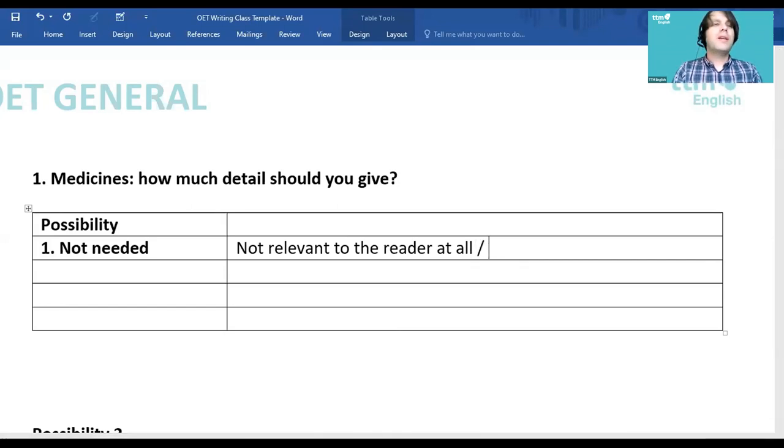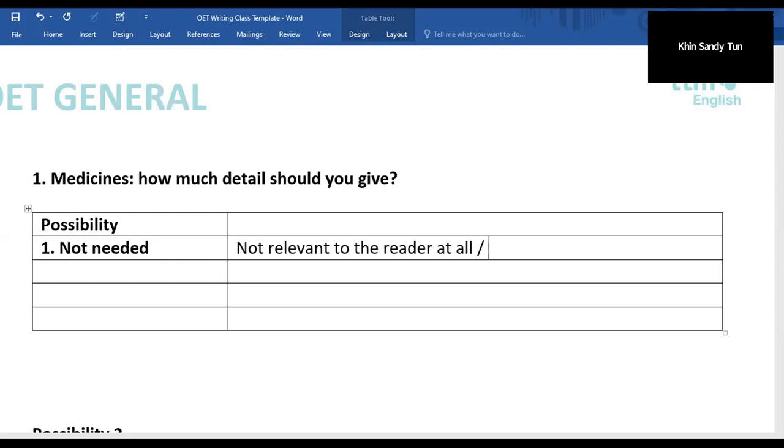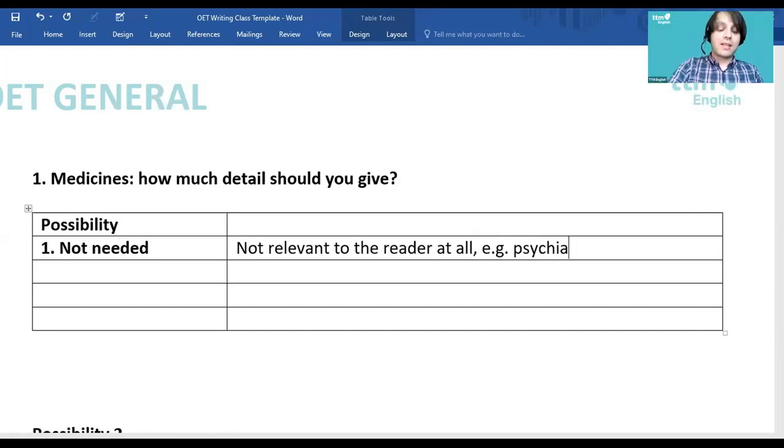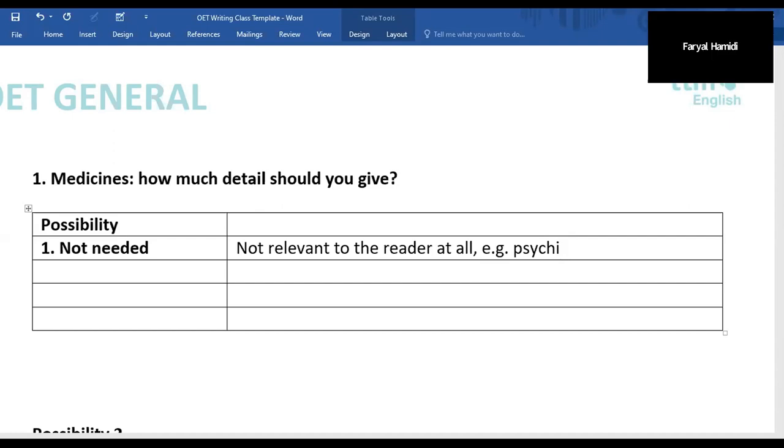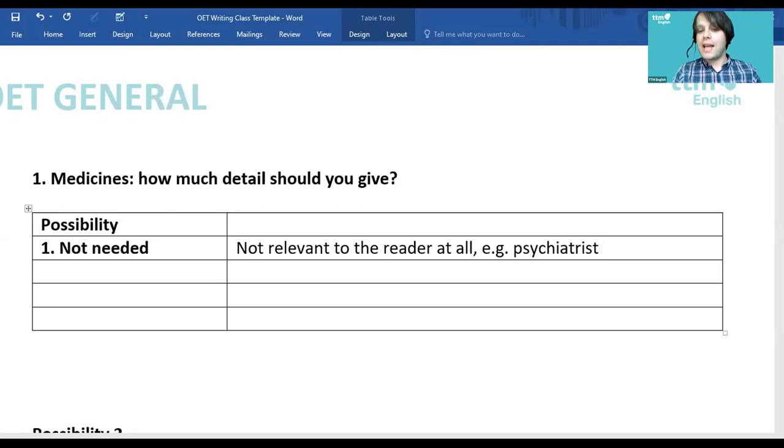And can anyone think of an example when the medication would not be relevant? For example, if a patient is taking antacids for his abdominal condition and we are referring the patient to the psychiatrist, I think. I always think of the psychiatrist. Yeah. The psychiatrist will be the one who doesn't need some medication detail.